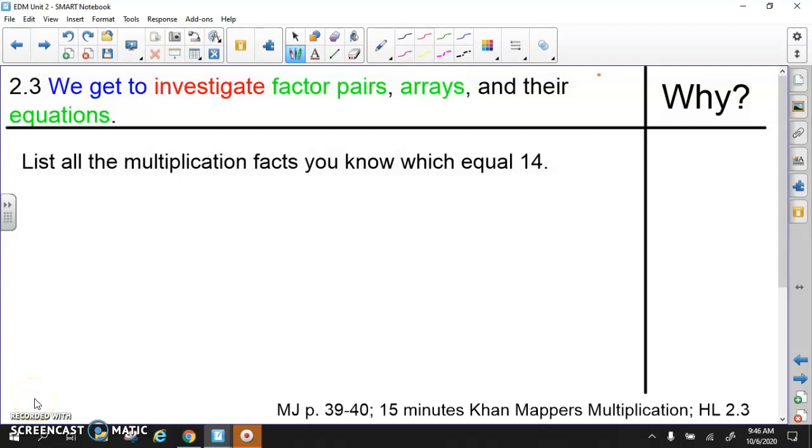Are we thinking about factors and pairs, factor pairs here? Yes, sir.